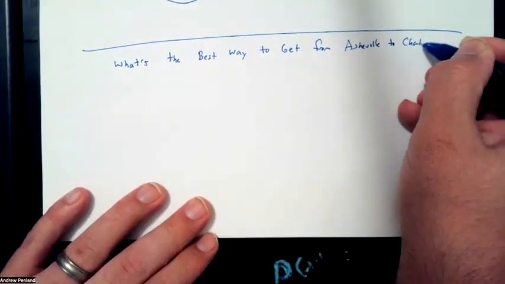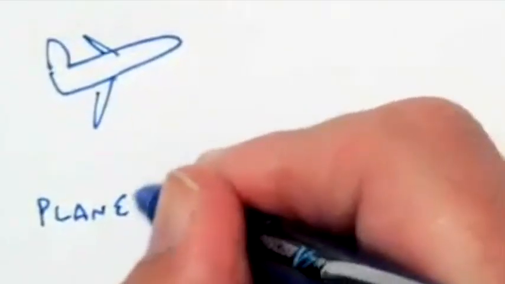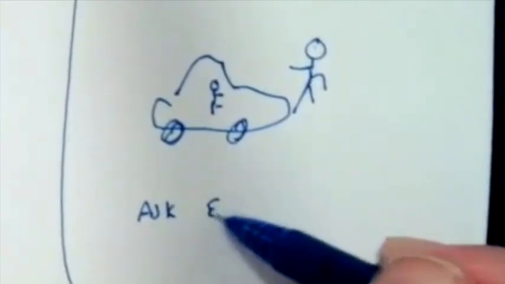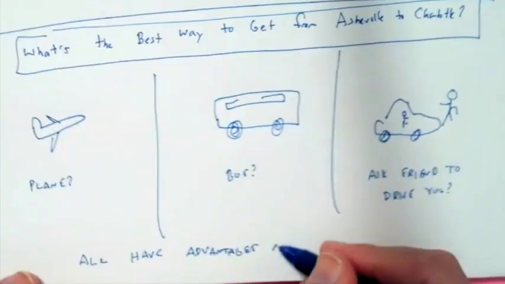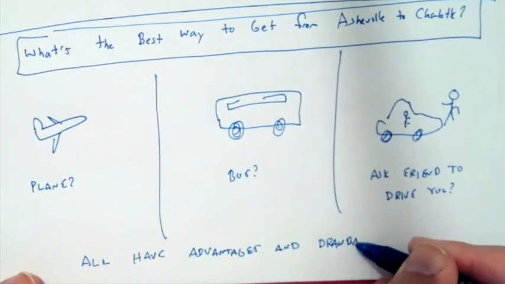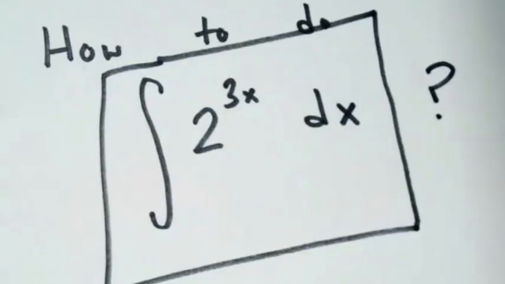For instance, if you want to get from Asheville to Charlotte, should you take an airplane? Should you take a bus? Should you ask a friend to drive you? Each approach will have advantages and drawbacks, and all of them can be the right way. You may not be used to thinking about math in this way, but it's the same thing.